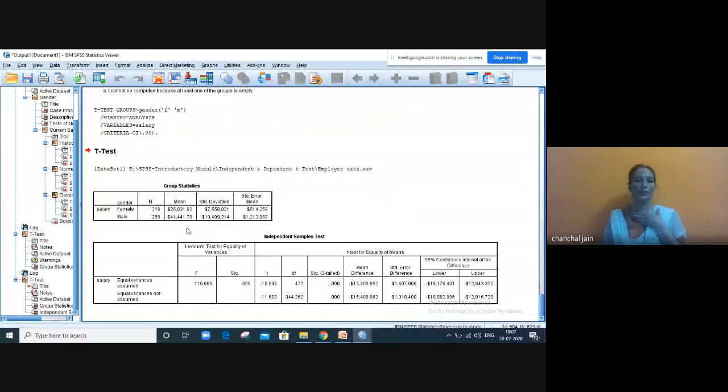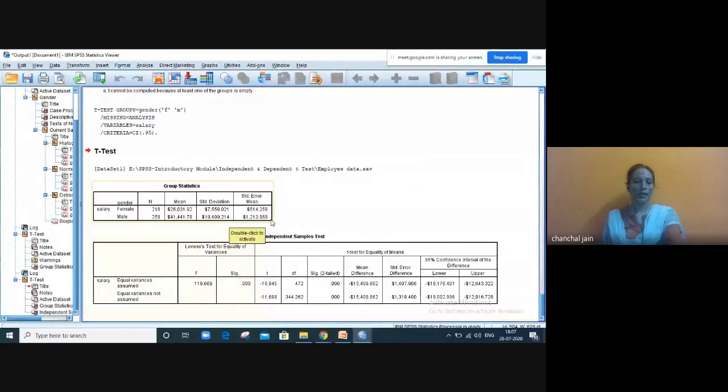The first table is the group statistics table. In this table, you can see salary is your dependent variable, gender is your independent variable, and N is indicating the number of females and the number of males. This is the mean salary for the females, and this is the mean salary for the male employees. This is the standard deviation for female employees' salary, and this is the standard deviation for male employees' salary. Next one is the standard error.